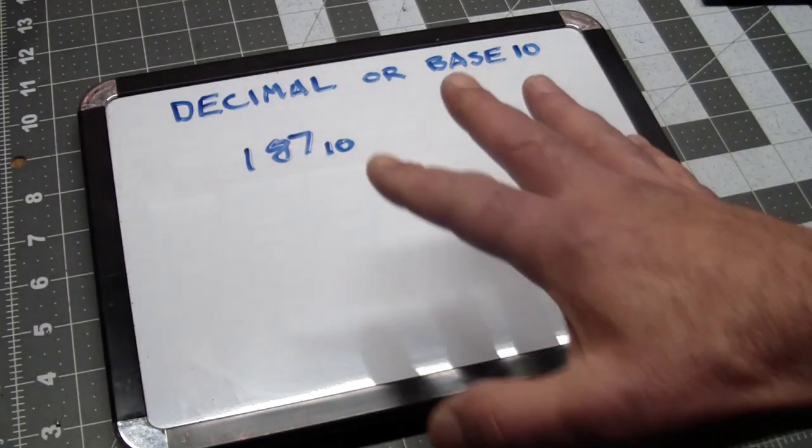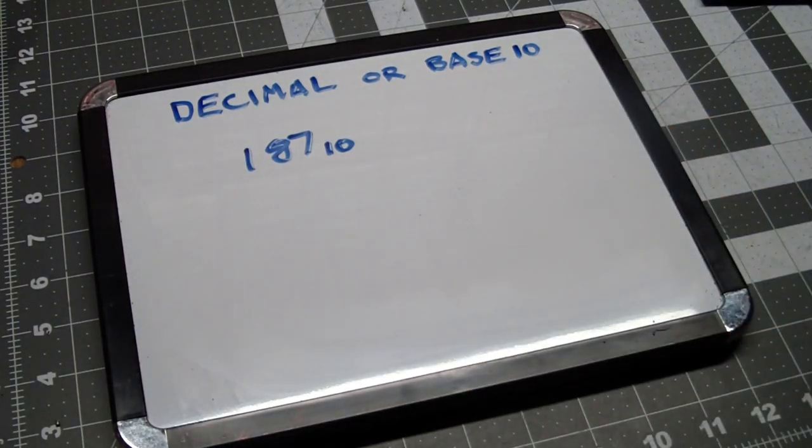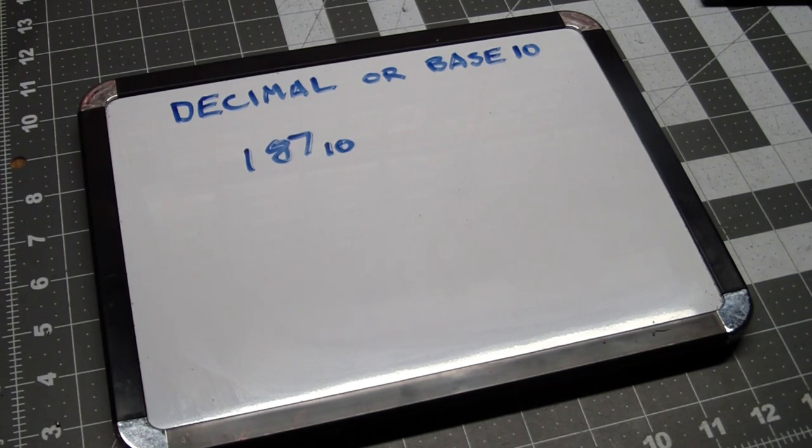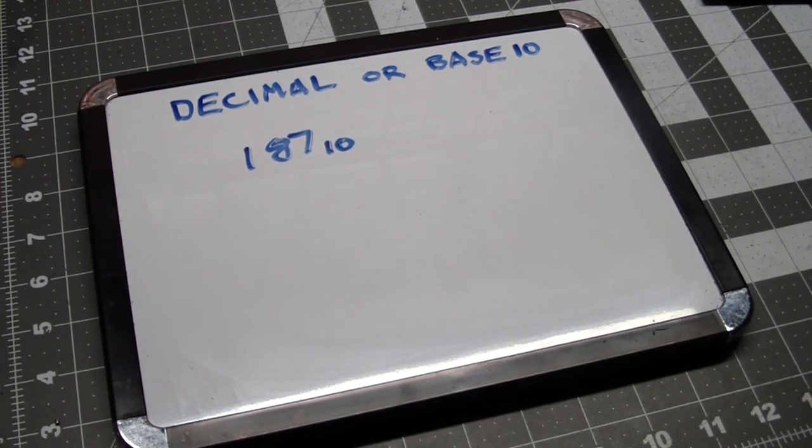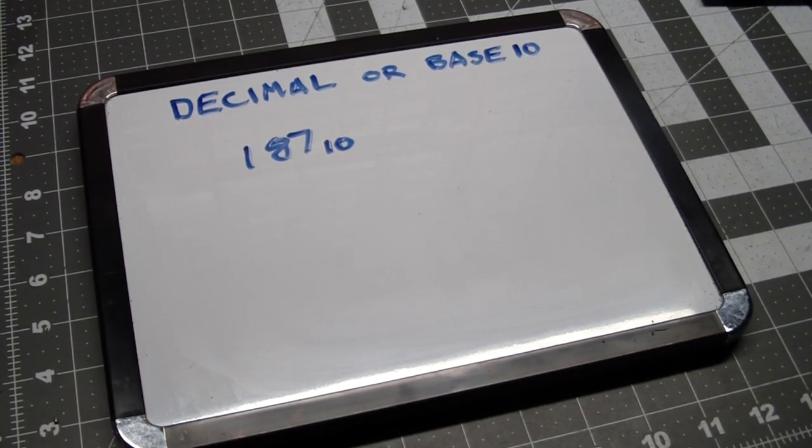The problem is decimal is kind of inconvenient for programming a microprocessor, because a microprocessor is binary and ones and zeros and all that sort of good stuff. And there's other number systems that we should use, or we can use, to make it easier to write machine language.